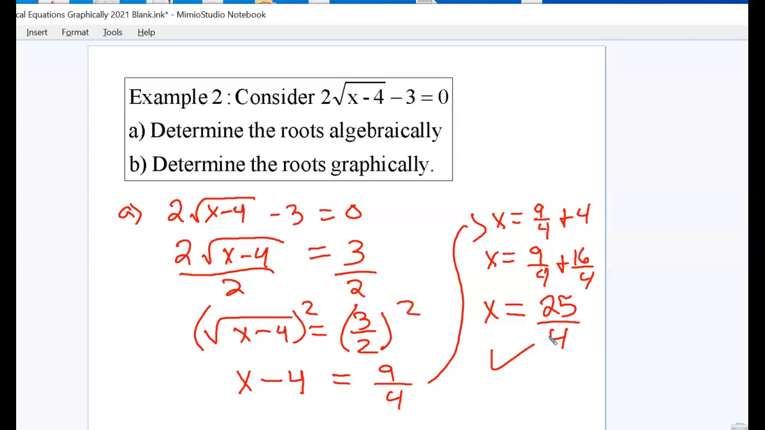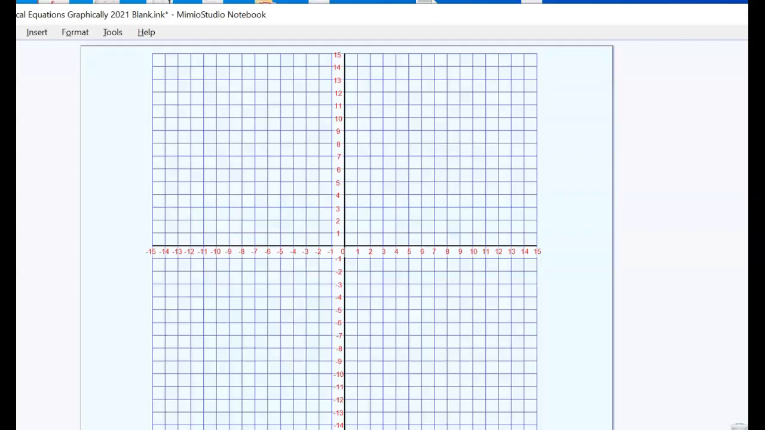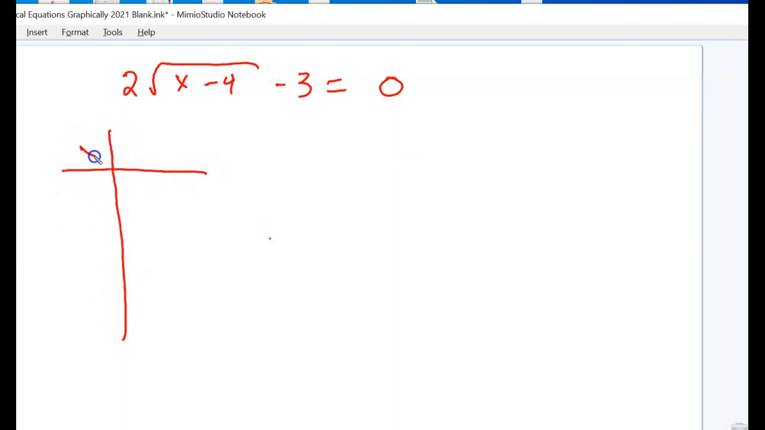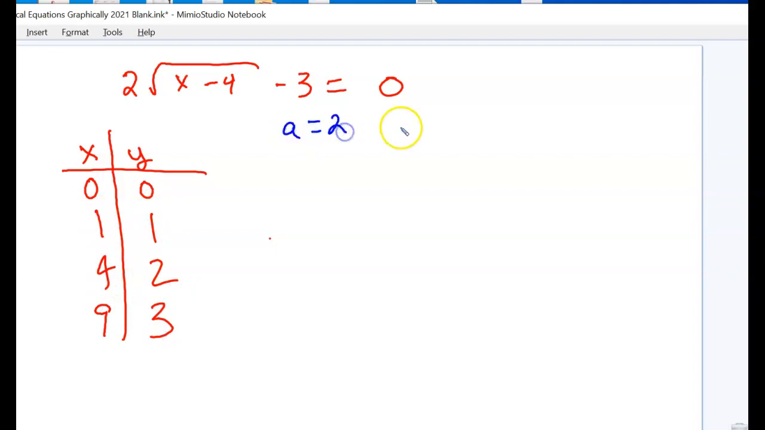Again, to do this one graphically, let's just try this a different way than the first one. We already have the equation set up equal to 0. So I have 2 times the square root of x minus 4, minus 3 equals 0. And we know our base function is the root of x. So the root of x, and the basic points are (0, 0), (1, 1), (4, 2), (9, 3). And looking at our transformations, I know that a is 2, h is 4, and k is negative 3.